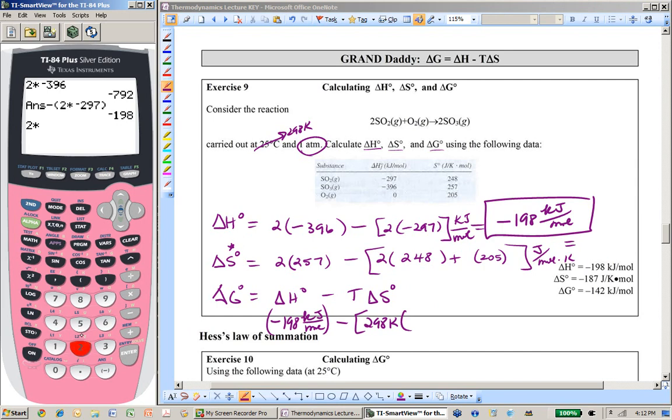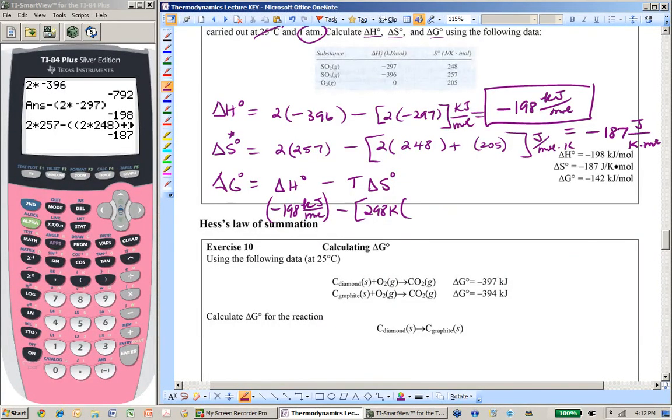2 times 257 minus 2 times 248 plus 205. Negative 187 kilojoules, no, joules, joules per Kelvin mole. See the J's and the K's and the big K's and the baby K's? There, you can get yourself in a little bit of trouble with this if you're not careful.